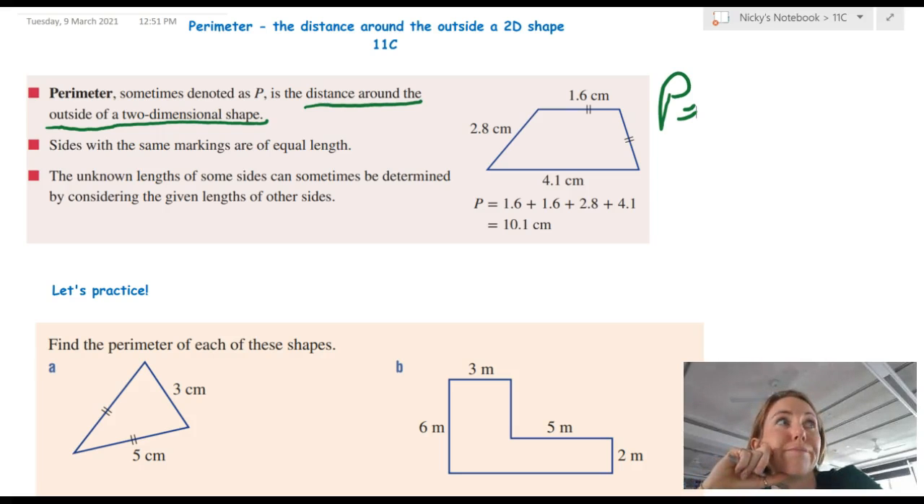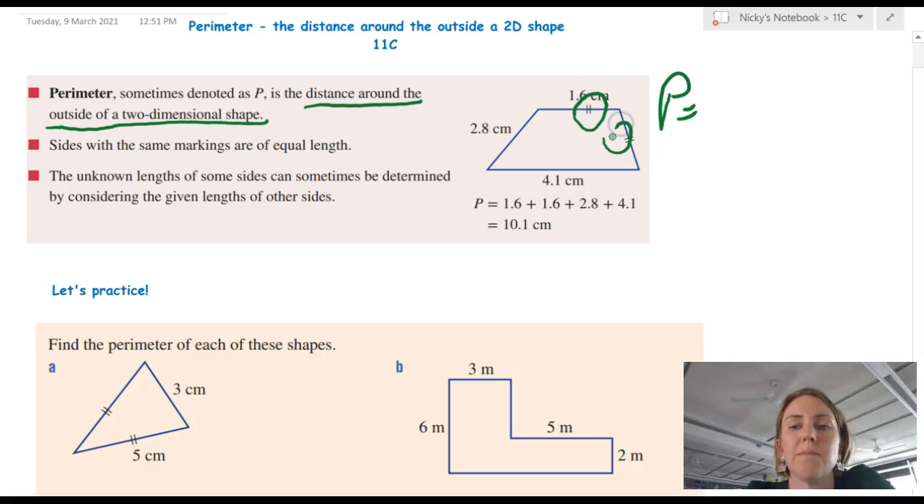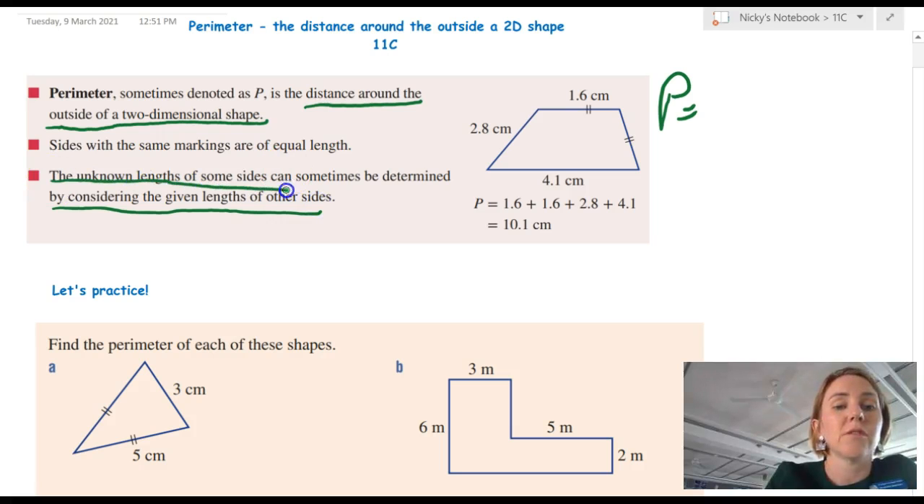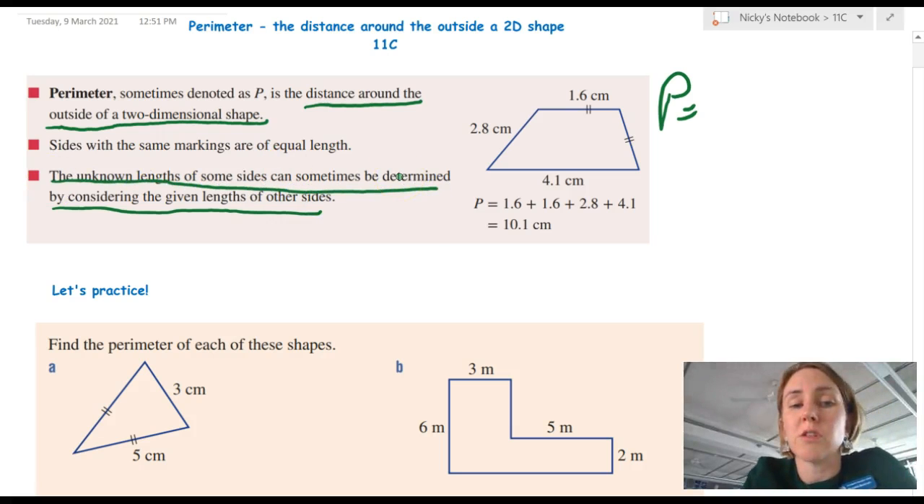It's really awesome. Okay, what I was saying was these two symbols mean the same length side. So in this case 1.6, which is labelled there on the top. And the last thing, which is the sort of questions that you're likely to get in Year 7 and above, the unknown lengths of some sides can sometimes be determined or found out by thinking about the given lengths of other sides. And I'll show you one of those questions in a minute.